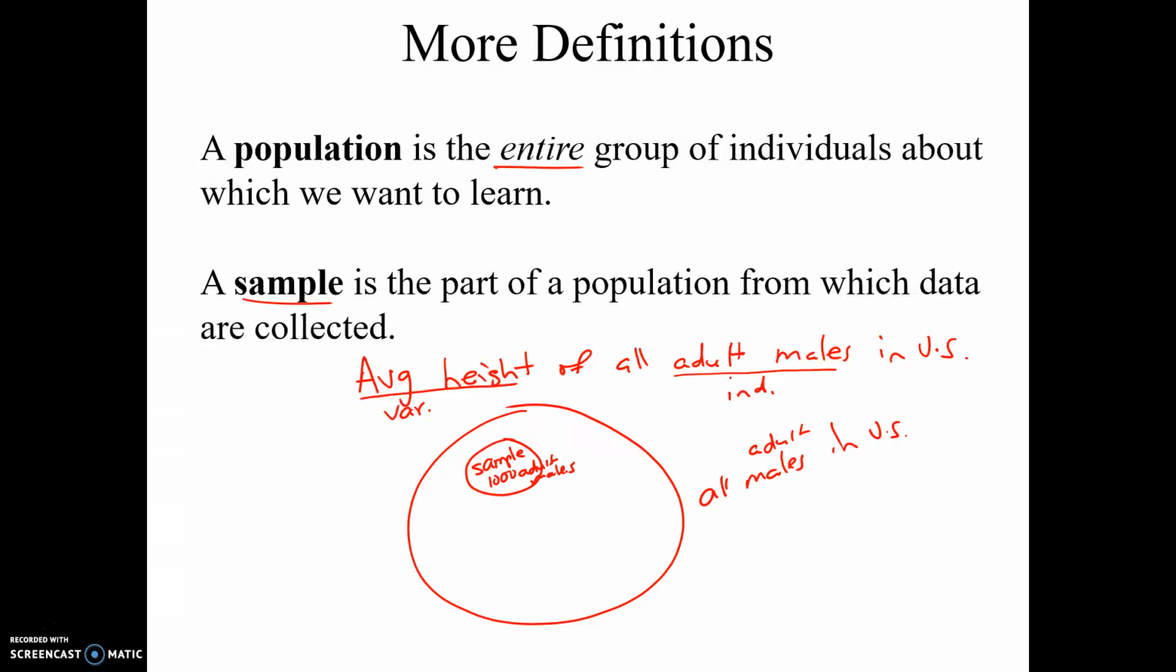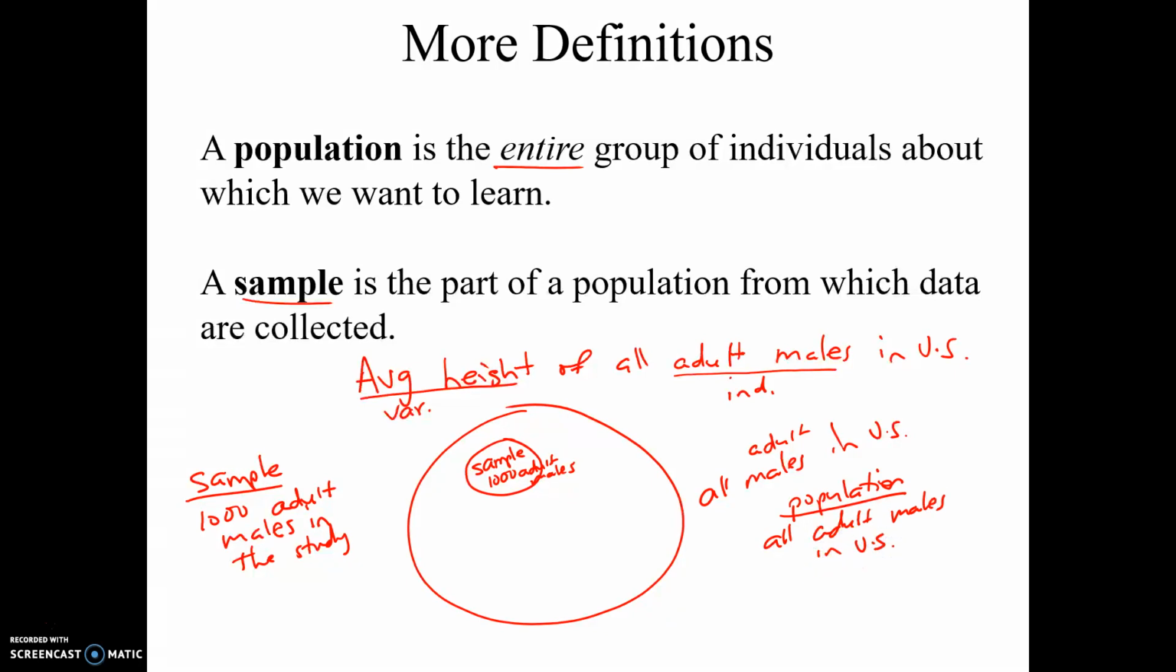And what we do is we find the average height of these 1,000 adult males, and we generalize the height of all US males based on this sample. Okay, so the sample in this case is the 1,000 adult males that are studied. Now the sample will provide an estimate of the average height of all adult males in the US. So the population that the sample is trying to estimate is all adult males in the US.